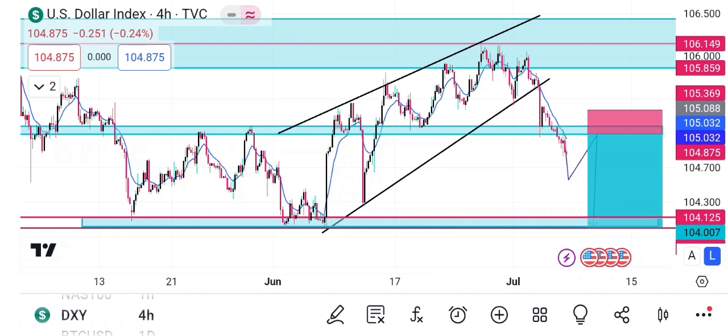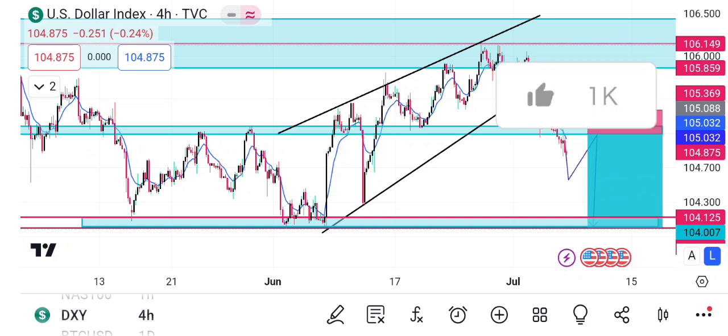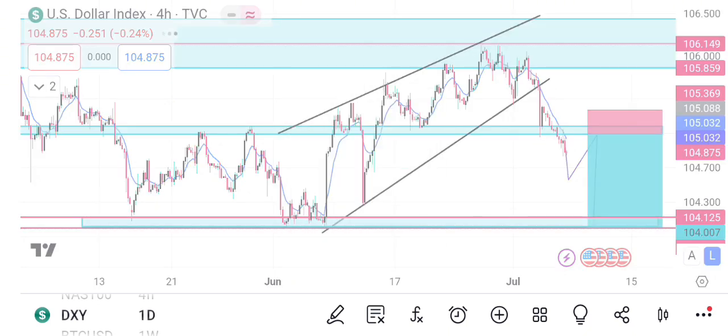So today we're going to be dealing with a few pairs. I'm going to be starting first with the dollar index. So in the dollar index, guys, I've already analyzed the dollar index, and I'm going to just put you through it.